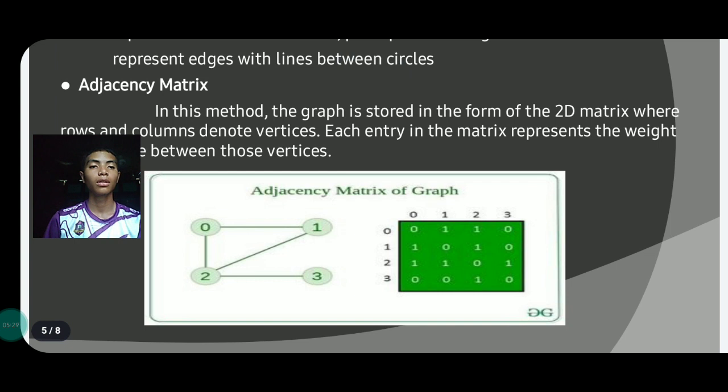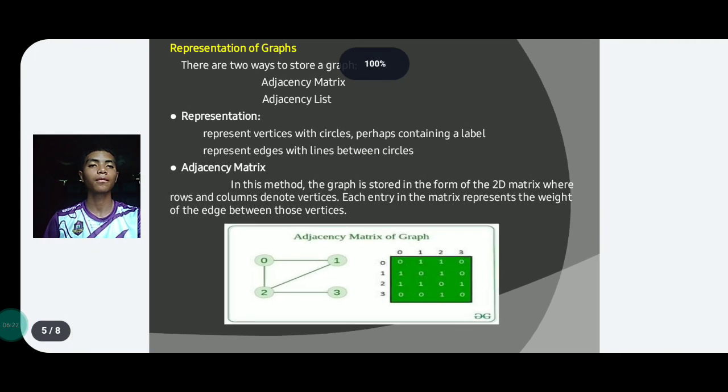Here is an example. Adjacency matrix of the graph. 0 to 0 equals 0. 0 to 1 equals 1, because 0 is connected to 1. 0 to 2, 1. 0 to 3, 0, because it is not connected to 3. 1 to 0, 1, because 1 is connected to 0. 1 to 1, 0. 1 to 2, 1, because 1 is connected to 2. Then 1 to 3 is 0 because it is not connected to 3. Continue until 0, 1, 2, 3 are finished.